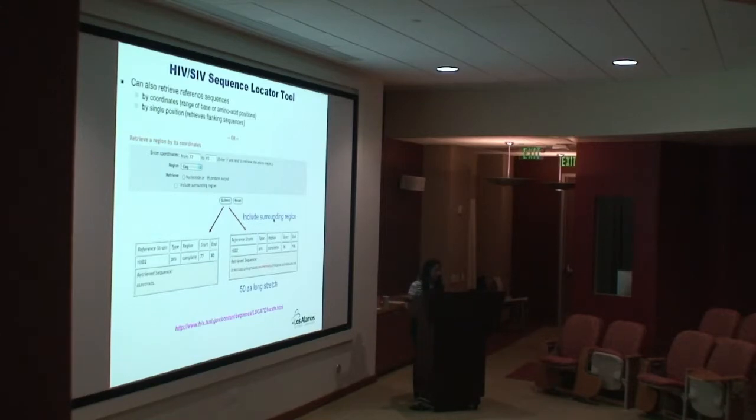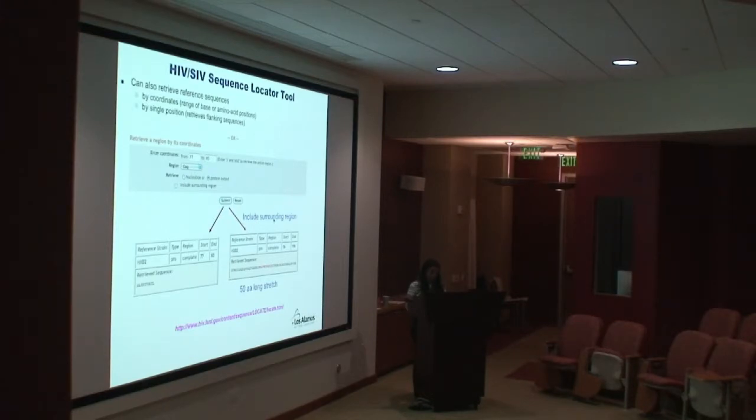Another thing you can do on that tool is just put in coordinates. If you knew the protein and the coordinates, put them in, and then you get two tables. One of them shows you whether it's completely identical to the HXB2 sequence or not, and the other one puts it into the context of the surrounding sequence, about 50 amino acids surrounding it.